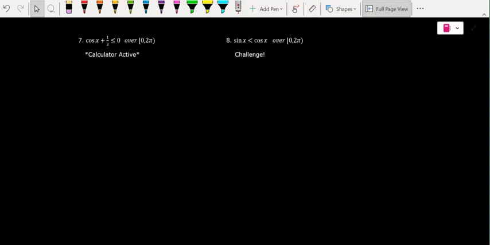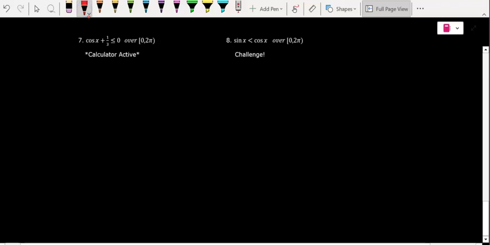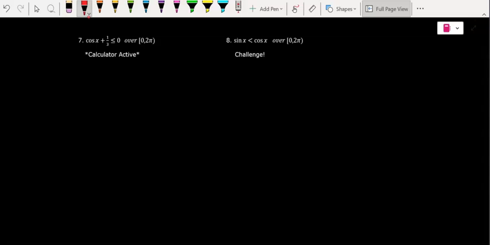So what I've got here is just going to be cosine x plus 1/3 is less than or equal to 0. If you and I were to solve this, I'd have to subtract 1/3 from both sides, and I would just get cosine x equals negative 1/3. Well, cosine x never equals negative 1/3 on our unit circle. Doesn't mean it never equals it. It just means that I don't know the exact value of where that's at. So that's going to require us to put that in our calculator.